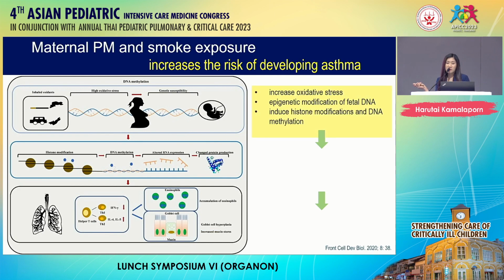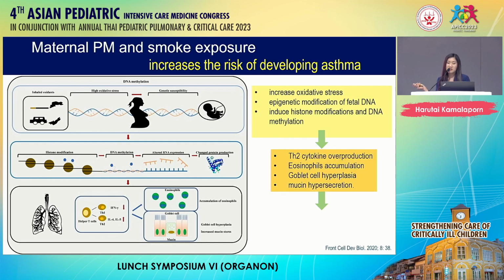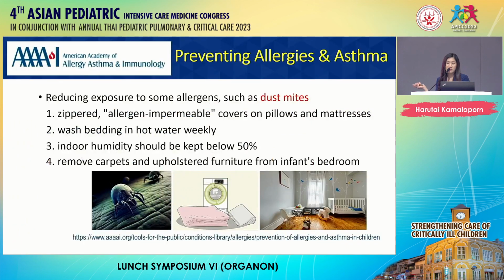So maternal PM and smoke exposure increases the risk of asthma by changing DNA, increasing Th2 cytokine overproduction, increasing eosinophils and goblet cells, and mucin hypersecretion, with airway remodeling as a result, and hyperresponsiveness and inflammation.